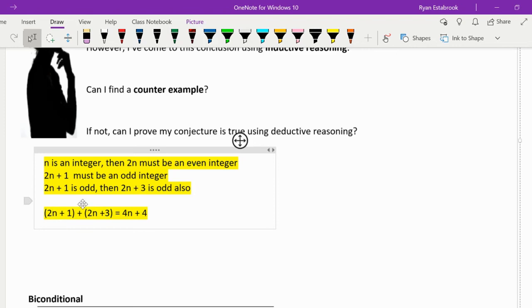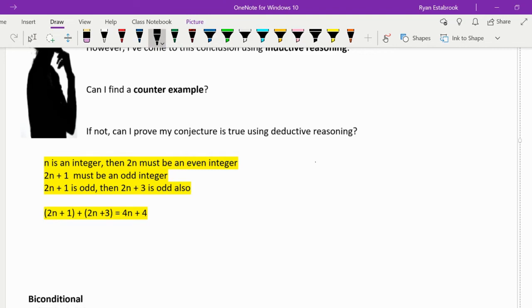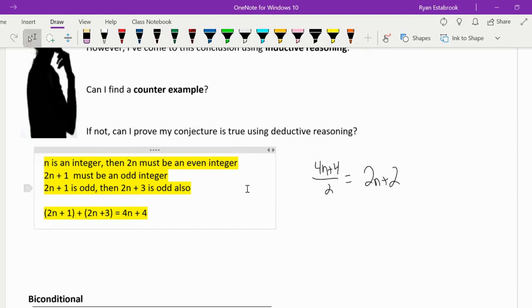Now when I add these two odd integers together, I get 4n plus 4. And I want to check to see, is 4n plus 4 even? So 4n plus 4 divided by 2 gives us 2n plus 2. I'm not getting any kind of a fraction. 2n is definitely going to be an integer if n itself was an integer. And if I add 2 more onto it, it's still going to be an integer. So I just proved that, yes, if you add two odd integers together, the result is going to be even.